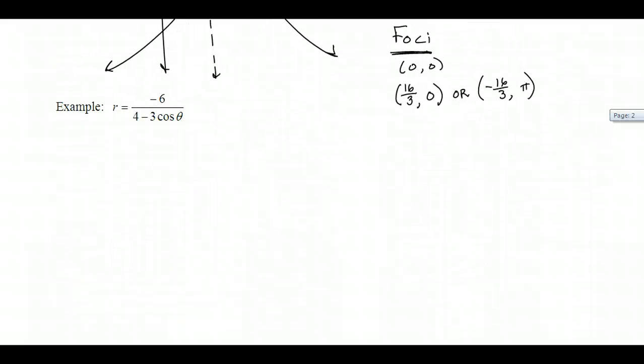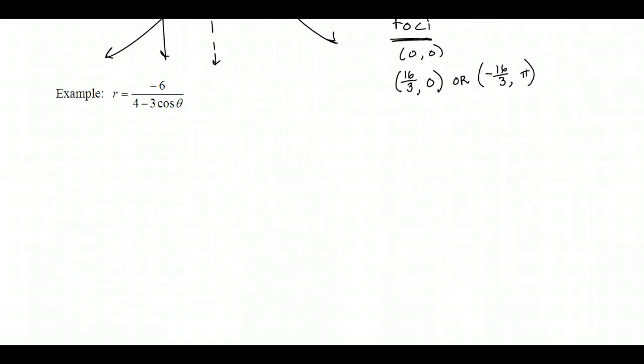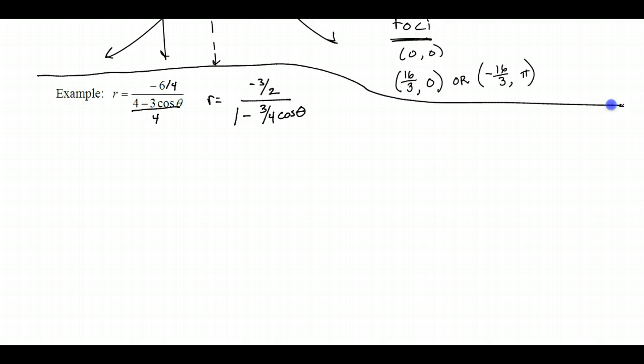All right. This last example, and why we have to put this in here, is that we have something that's a little bit of a change. We're going to end up having a negative that we're going to have to deal with. So when we look at our equation, obviously we have an issue because now we're back to having a number other than 1 here. So right away, we start by dividing everything by 4. Now our equation is going to be negative 3/2 divided by 1 minus 3/4 cosine theta. I'm going to draw a little line here to separate.